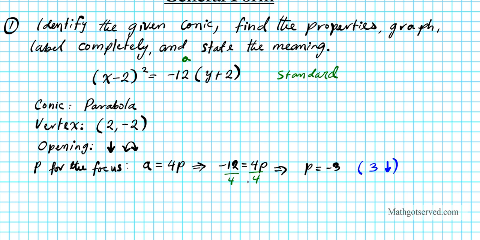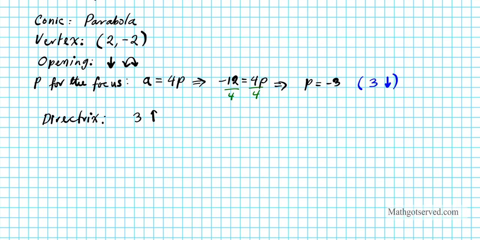All right, now the next thing we need to find is the directrix. And what direction is the directrix? The directrix is always basically the opposite of the focus. So since the focus is 3 units down, the directrix is going to be the opposite, which is 3 units up from the vertex. That will tell us how to get the equation of our directrix. Okay? All right, now that's basically all the information we need to generate our curve.